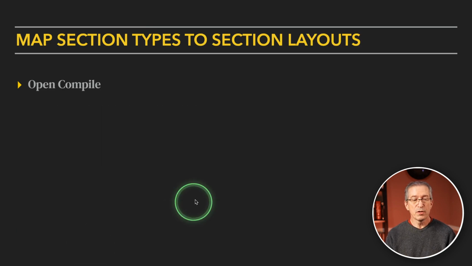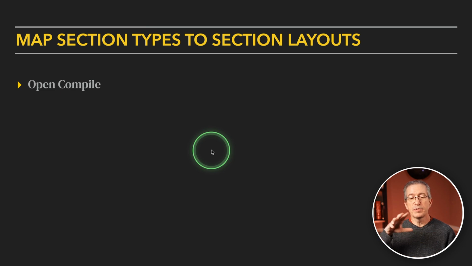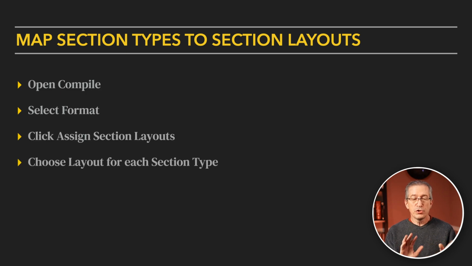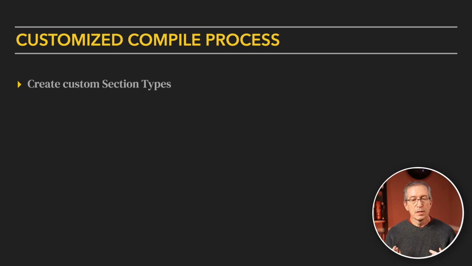And then as we saw, to map the section types to those section layouts, we're going to open the compile or just use it if we're already there. Select the format on the left side because that contains the section layouts. And then those section layouts will be available in the middle. And then again, the scope on the right-hand side. And then click Assign Section Layouts on the bottom. And then choose a layout for each section type. And finally, click OK.